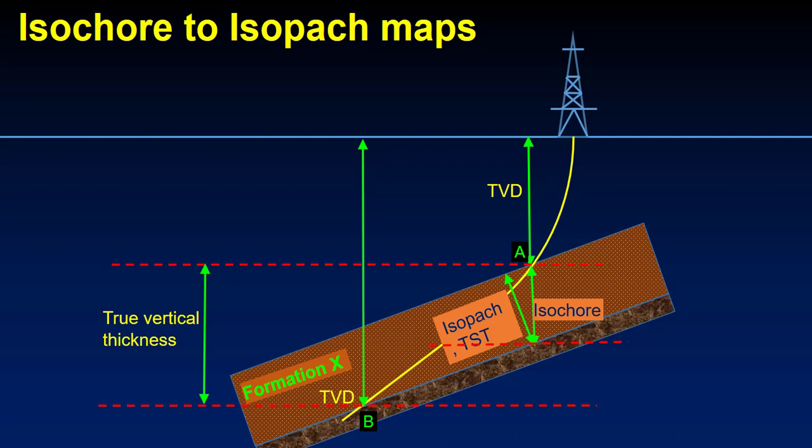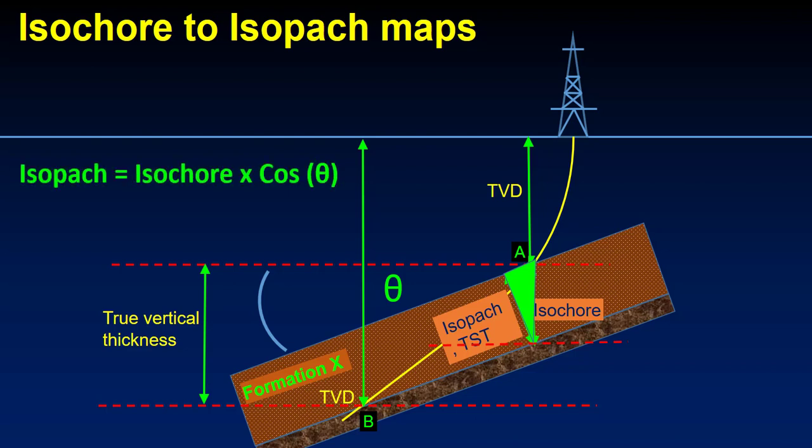As we illustrated before, if you have a formation X dipping from the horizontal line with an angle of theta, it generates this cartoonistic picture, where you will find a right angle triangle representing the isochore as the hypotenuse and the isopach as the other side. The general equation is isopach equals isochore times cosine theta. Theta, as we mentioned, is the dip angle, which is the angle of the top of this formation from the horizontal line.